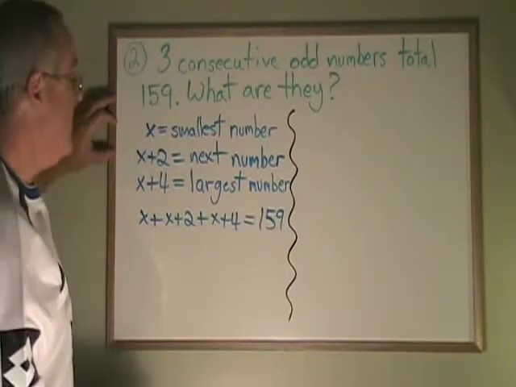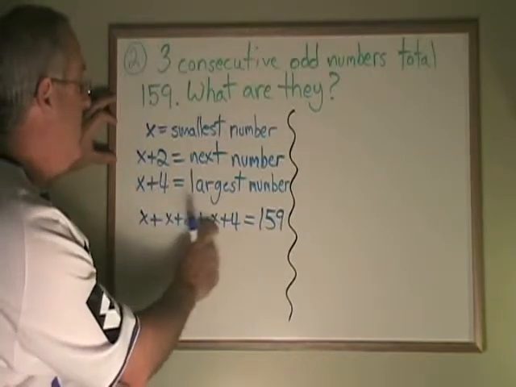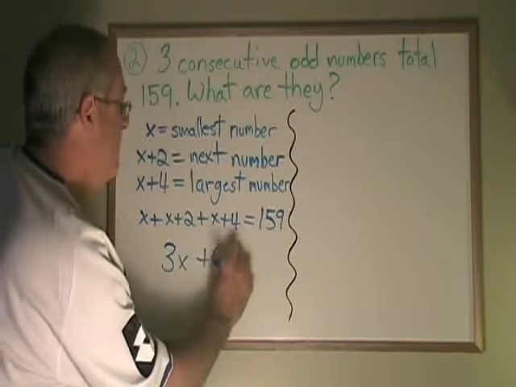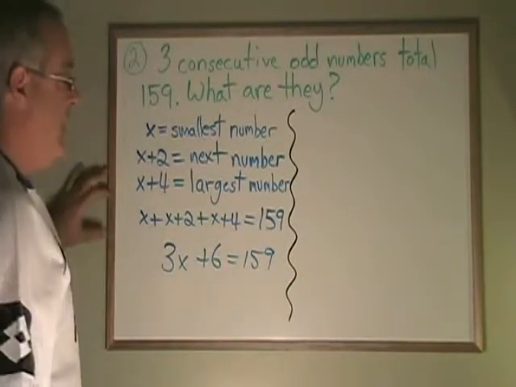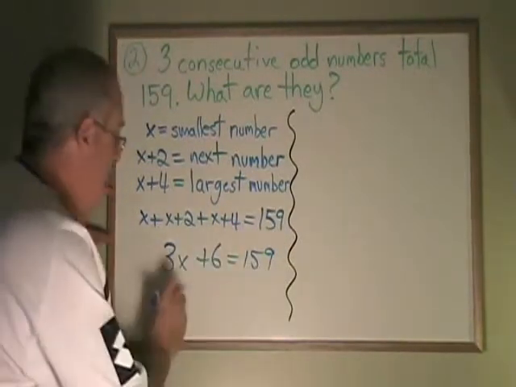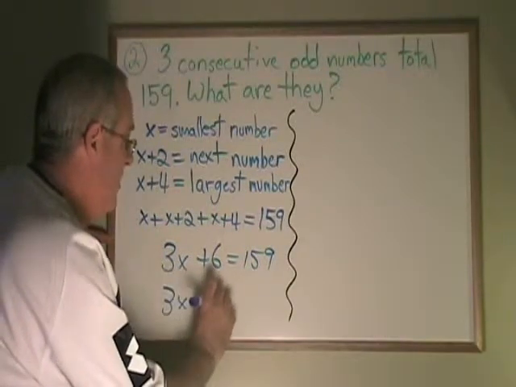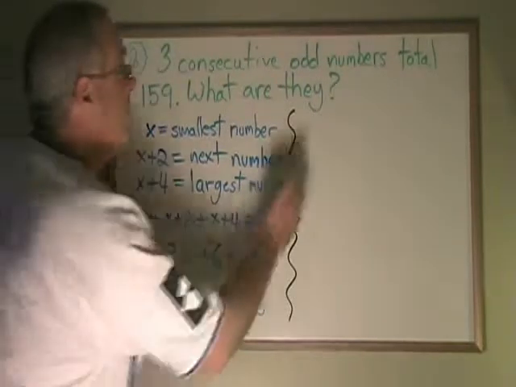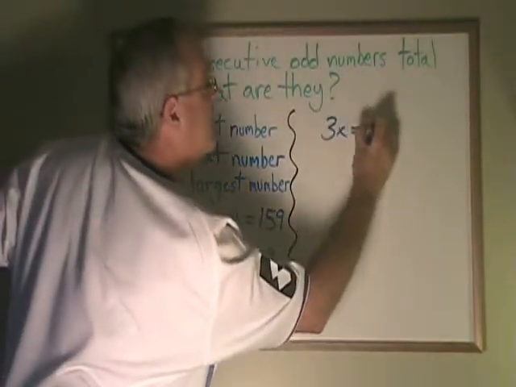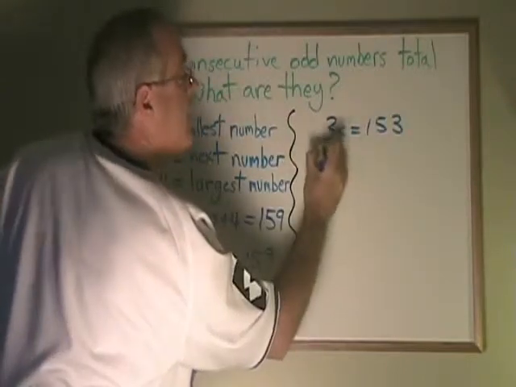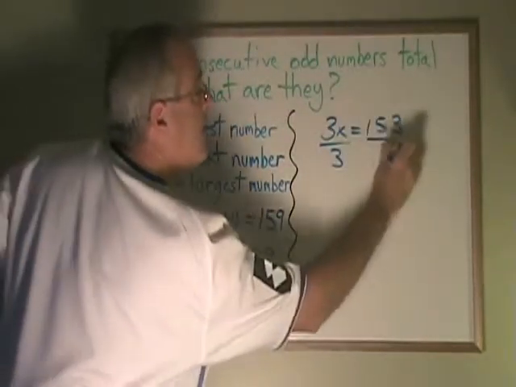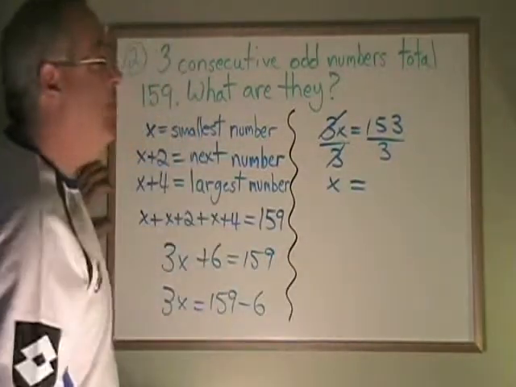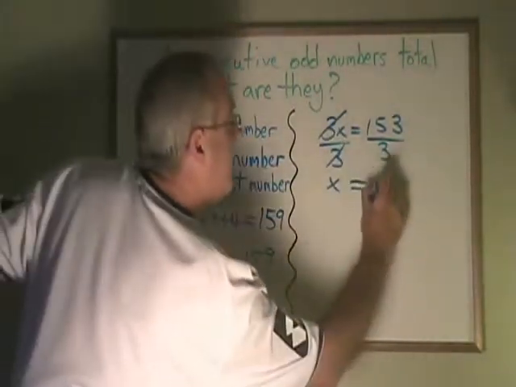Now let's do the algebra to solve this. X plus x is 3x. 2 plus 4 is 6. Now I'm going to move the 6 to the other side of the equals. 159 minus 6 is 153. So 3x equals 153. If I divide both sides of my equation by 3, these 3's cancel, my x is isolated, and 153 divided by 3 is equal to 51.